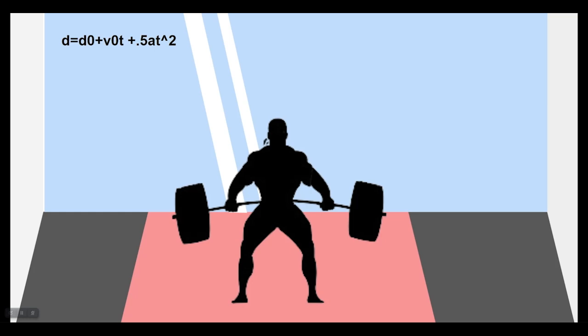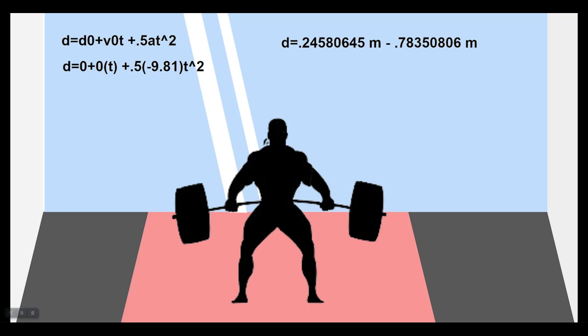Let's think through our variables again. We can set 0 as our initial velocity and displacement, and negative 9.81 as our acceleration. For our final displacement, we can subtract the maximum height of the bar from the initial height of the bar when it's resting on the ground. This results in negative 0.54 meters.